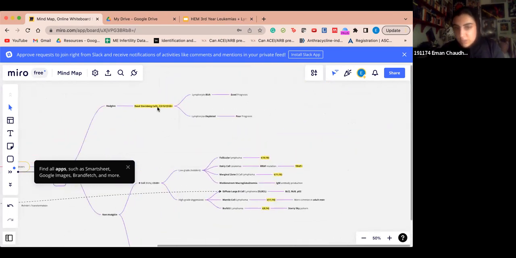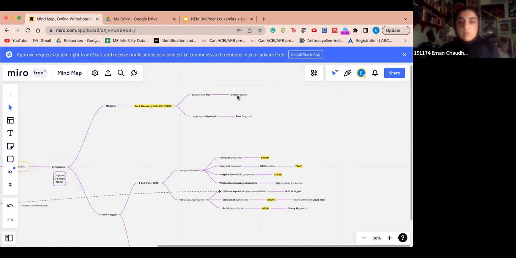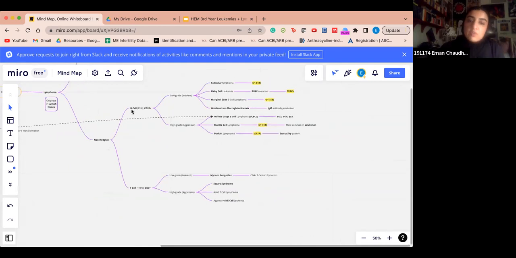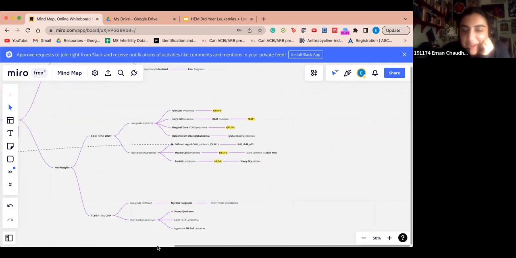Hodgkin, Reed-Sternberg cell, CD15, CD30 positive. Lymphocyte rich, there are more lymphocytes, that's good prognosis. If there aren't many lymphocytes, that's worrisome, that's a poor prognosis. In non-Hodgkin, you have your B cell and T cell. The reason I'm showing this to you guys is because, for example, you told me you didn't learn hairy cell, right? So what from here did you not learn? That's what I want to know, just so I don't include it for you guys and freak you out.